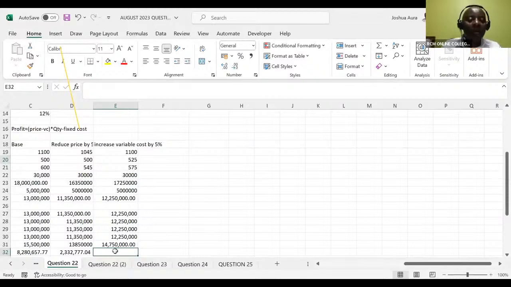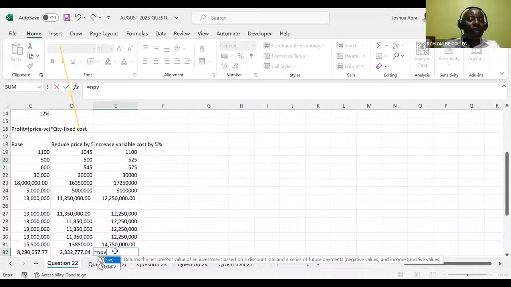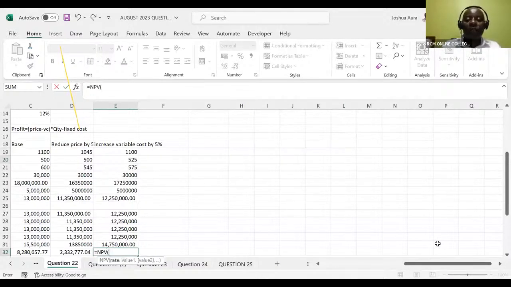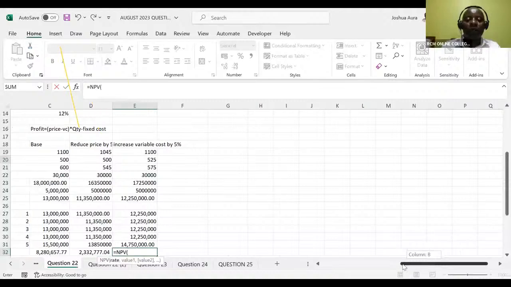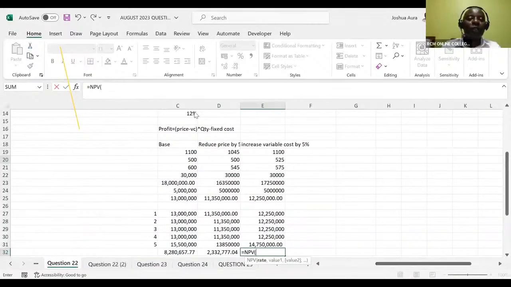So I can easily now come and say equals. I want to get net present value. So rate, I know the rate. Pretty fast, I can know the rate is 12%. Then I say comma. After that, it wants me to give it value 1 to value 5. So I'll come and take this like that.